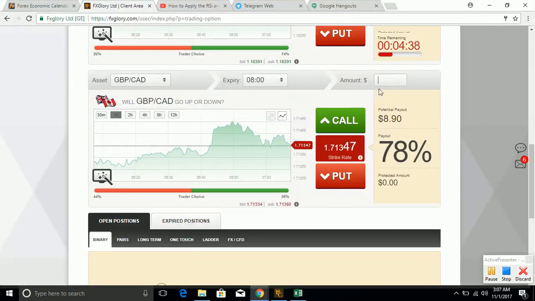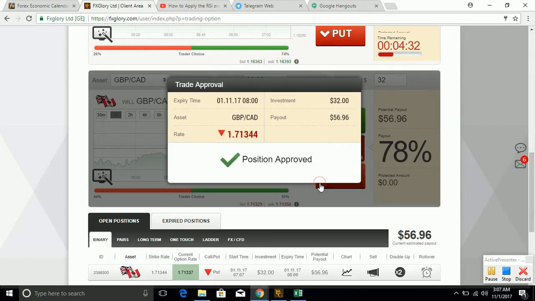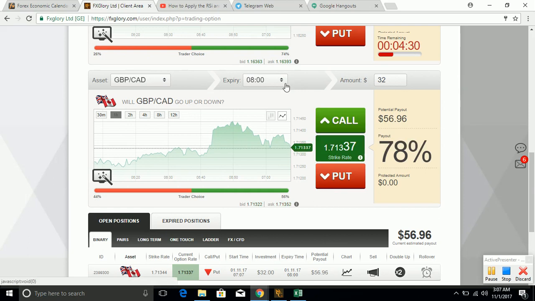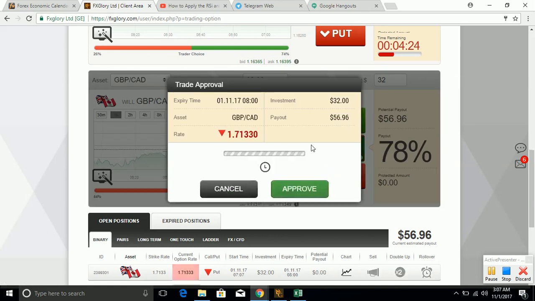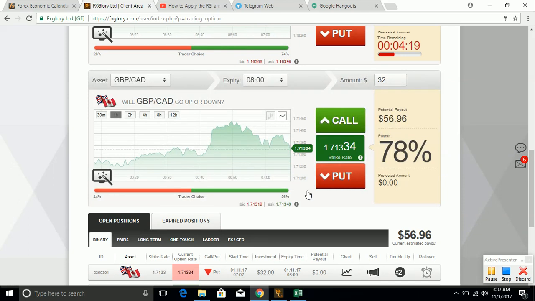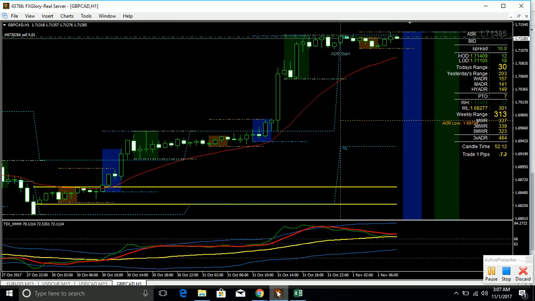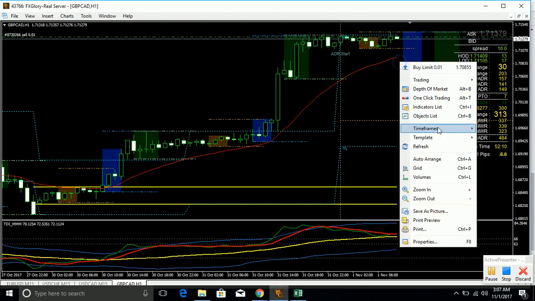So I'm doing the GBP CAD, and I'm taking a sell for the hour close of 8 o'clock. And today is Wednesday, so I'm gonna go ahead and take 2 trades on this particular trade. That was a sell for the pound CAD right here.